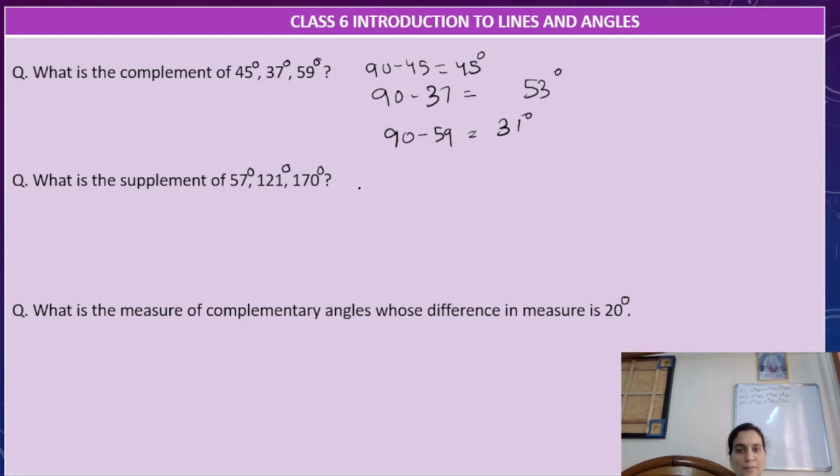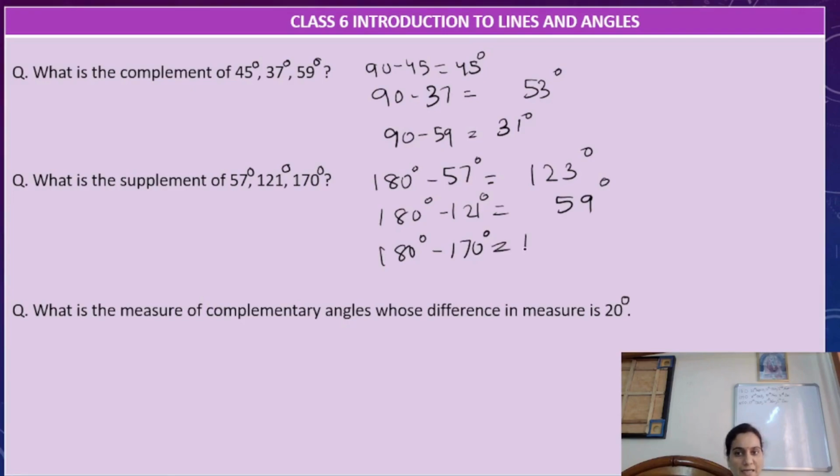Now similarly, supplementary angle we have to find. What is the supplement of 57 degrees? So 180 degrees minus 57 we have to do. So that will be 10 minus 7 is 3, 7 minus 5 is 2. So this is 123 degrees. Similarly, 180 degrees minus 121 we need to do. That will be 59 degrees, which is the supplementary counterpart of 121 degrees. Similarly, 180 degrees minus 170 degrees will be 10 degrees.